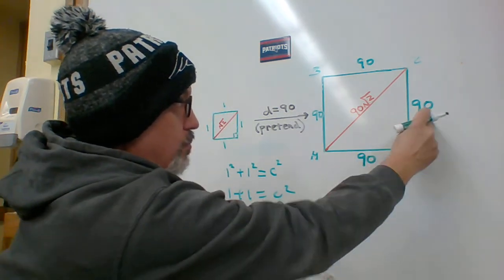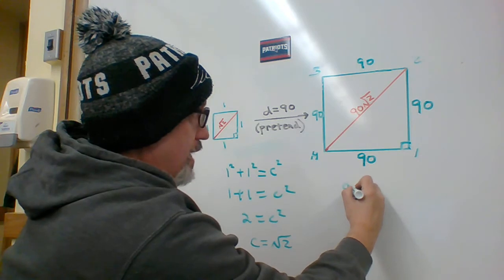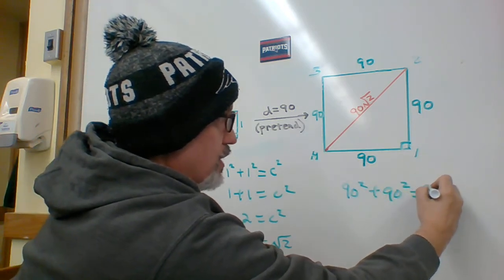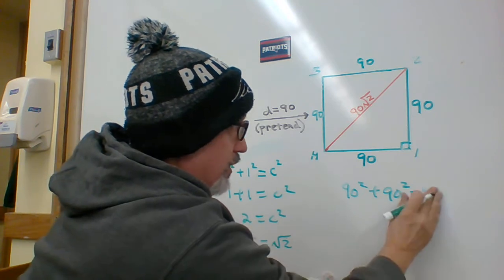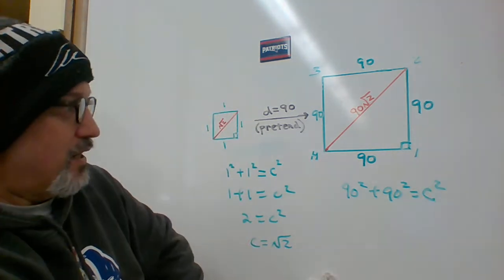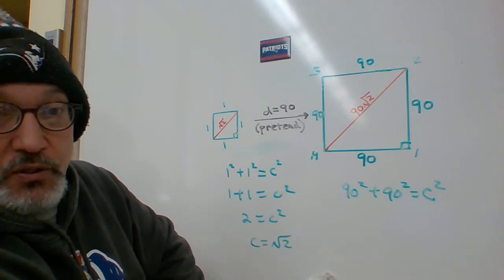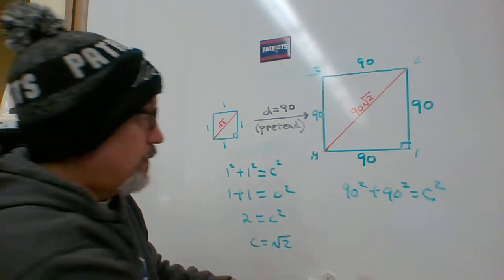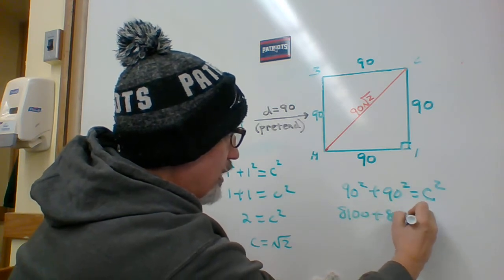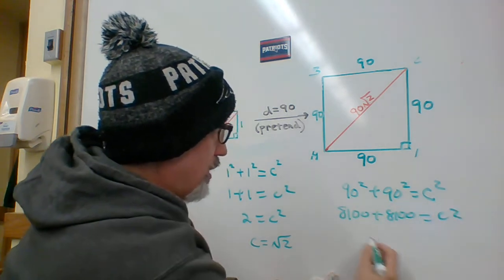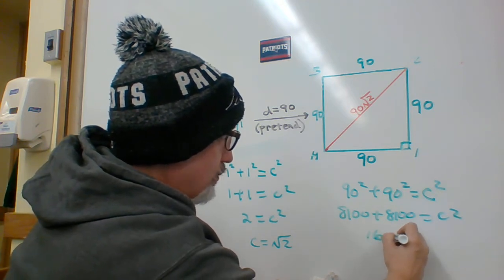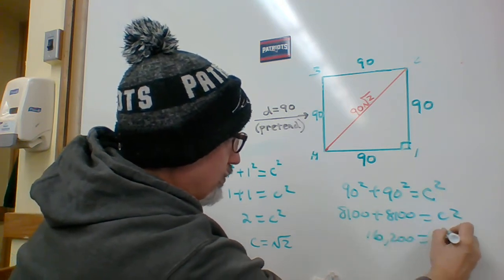We have A, B, and C. 90 squared plus 90 squared equals C squared. I'm going to pretend we don't know for the moment how long the diagonal is. 90 squared is 8100. So we have 8100 plus 8100 equals C squared. These two add to 16,200 equals C squared.